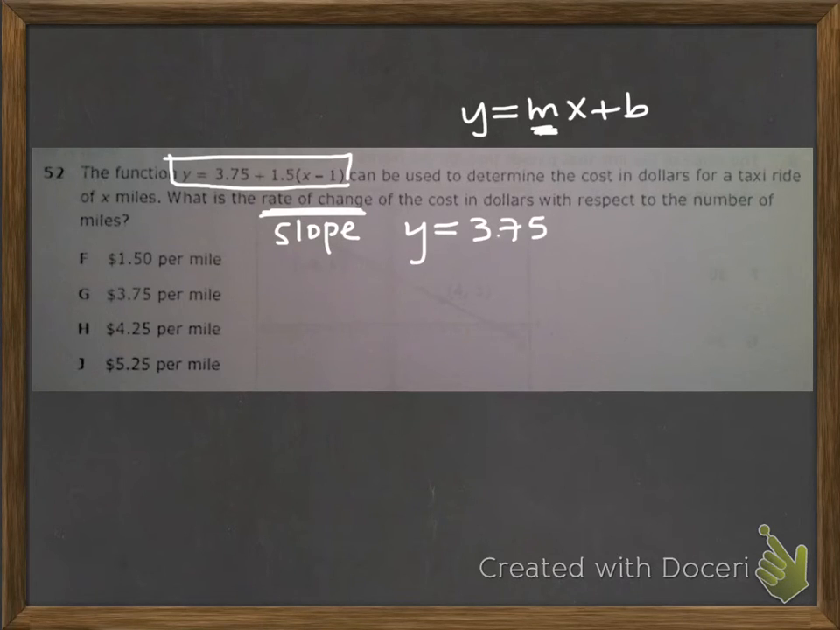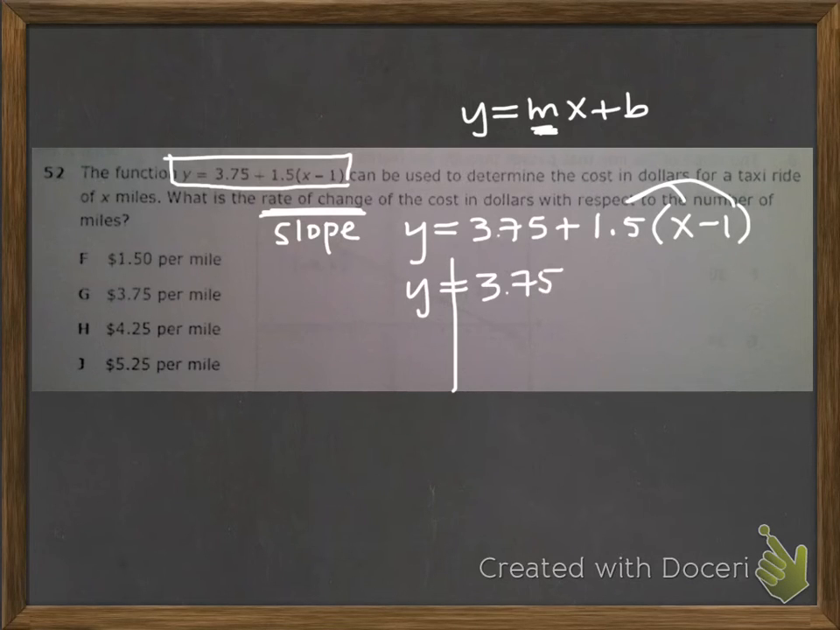So I'm noticing for my equation that I already have y by itself on the left. Looks like I just need to clean up the right so that I don't have parentheses and that the x term is before the y-intercept, the constant. So let's see what we can do here. On the right, to get rid of parentheses, I can distribute that 1.5. So we've got 3.75 plus 1.5 times x is 1.5x, and 1.5 times negative 1 is negative 1.5.